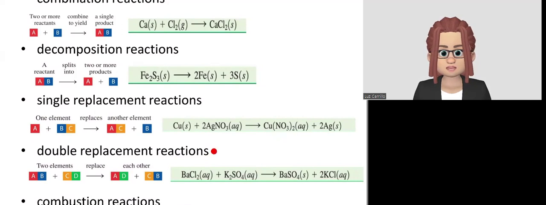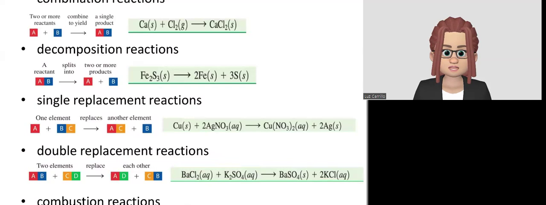In a double replacement reaction, what happens is that we're going to have two different ionic compounds, and two components of these ionic compounds are going to be replacing each other. What this means is that there's actually an exchange of partners in the reaction. Let me illustrate.